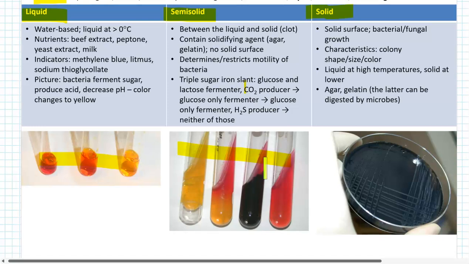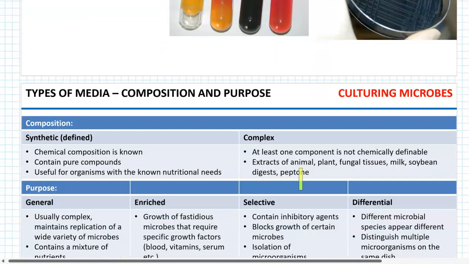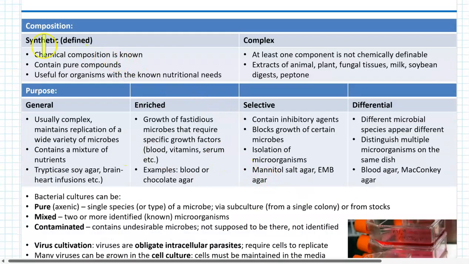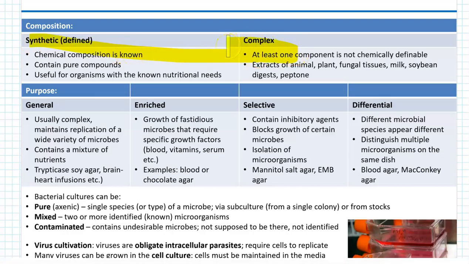We use it to grow a lot of bacteria, that's liquid. Make sense so far? Medium can be classified based on its composition, synthetic versus complex. So how do we make a synthetic medium?